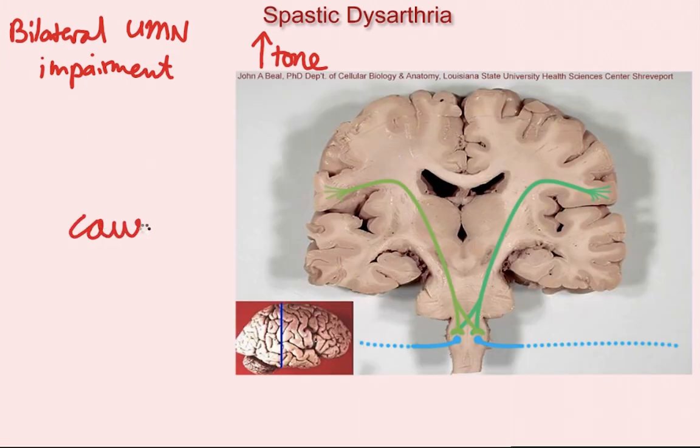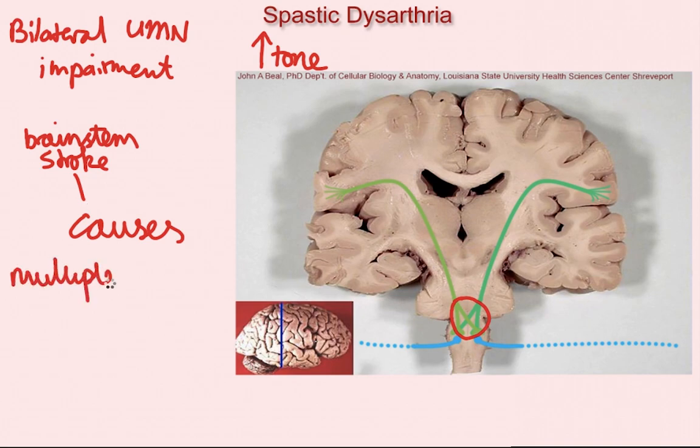Because it has to be bilateral, you can't get it from a single stroke unless the stroke is right down in kind of the pons medulla brainstem area where it has the opportunity to damage the upper motor neurons bilaterally. But most strokes are further up in the cerebrum and don't damage both sides. Nonetheless, a brainstem stroke can cause spastic dysarthria.